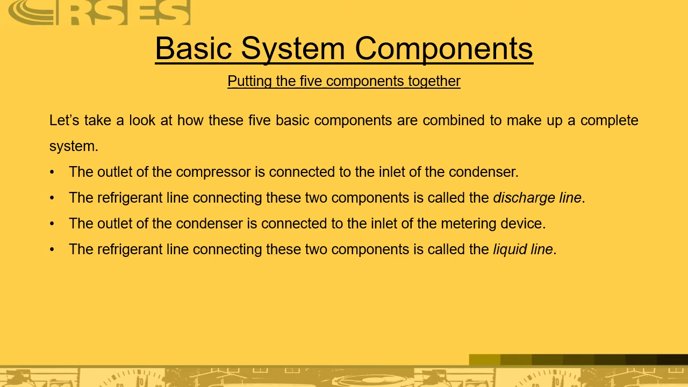The outlet of the compressor is connected to the inlet of the condenser. The refrigerant line connecting the 2 components is called the discharge line. The outlet of the condenser is connected to the inlet of the metering device. The refrigerant line connecting the 2 components is called the liquid line.